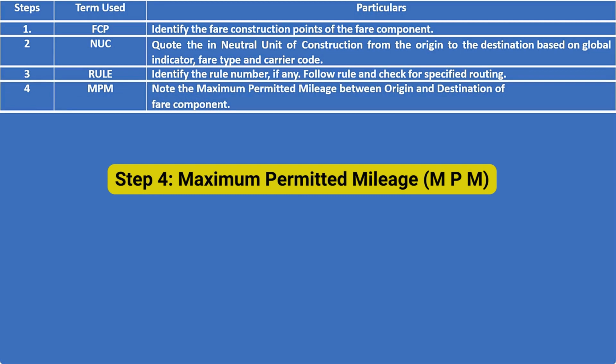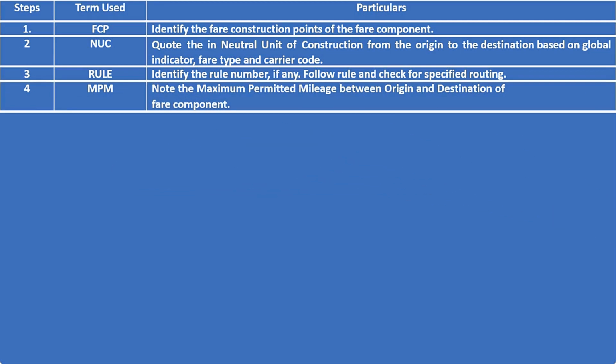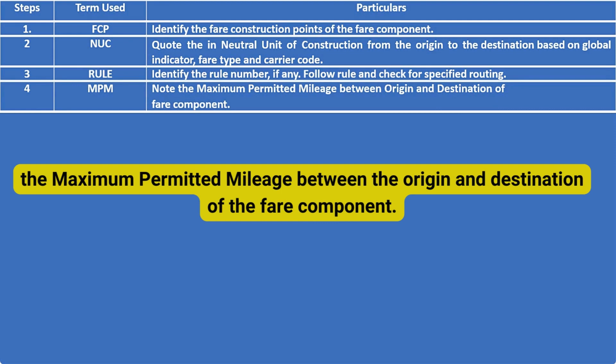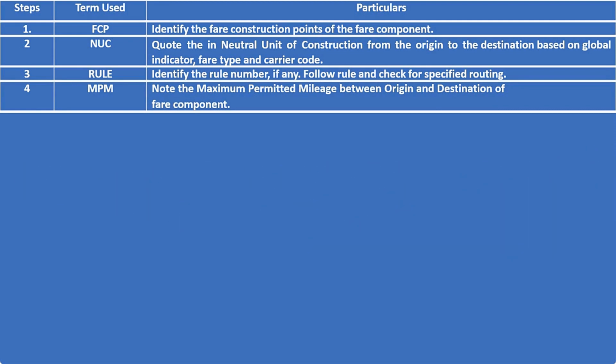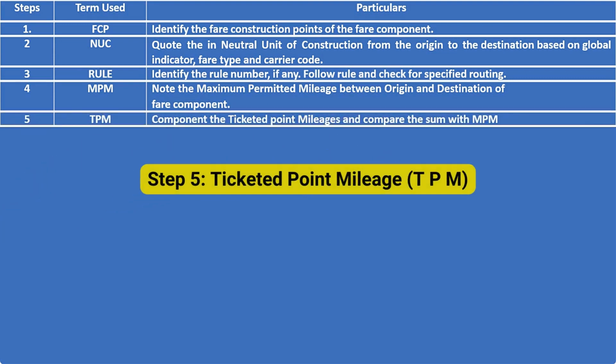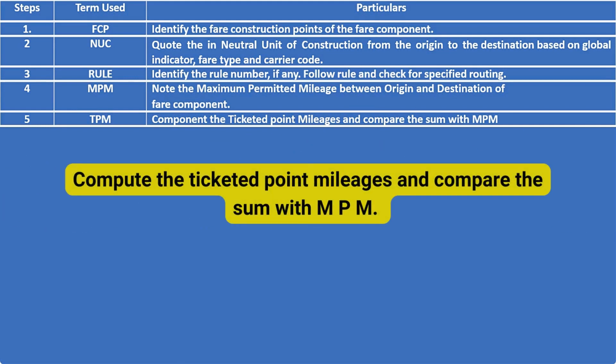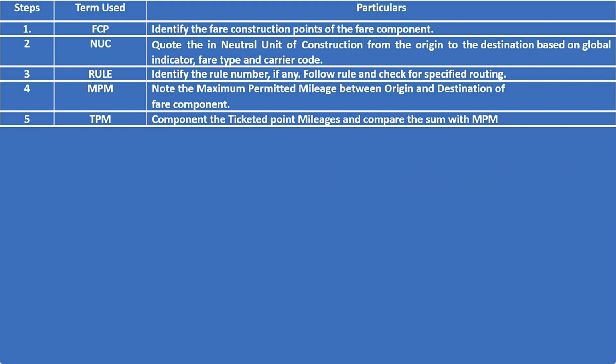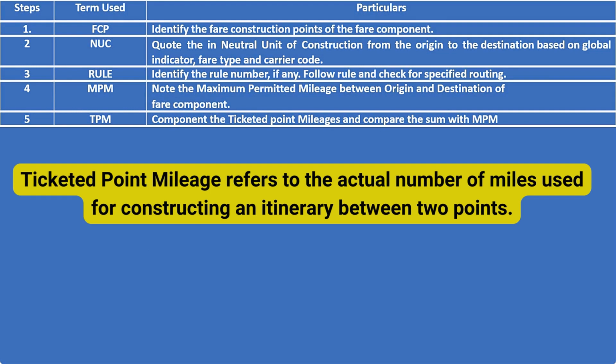Step 4. Maximum Permitted Mileage, MPM. The maximum permitted mileage between the origin and destination of the fare component. Maximum permitted mileage represents the maximum distance that may be traveled for a fare component. Step 5. Ticketed Point Mileage, TPM. Compute the ticketed point mileages and compare the sum with maximum permitted mileage, MPM. Ticketed point mileage refers to the actual number of miles used for constructing an itinerary between two points.